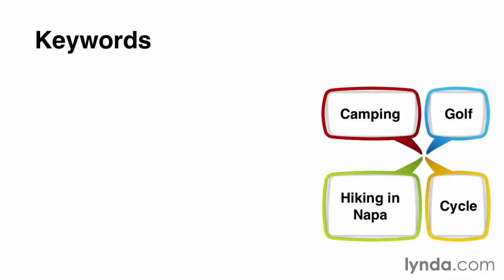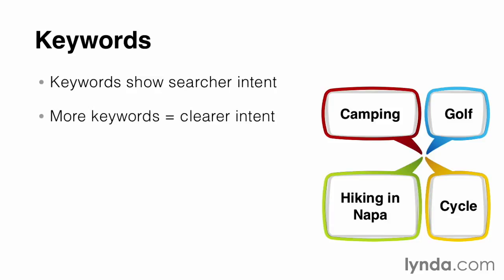We have to develop searcher intent because not all searches mean the same thing. The more keywords people use, the better intent, the clearer intent that they are telling us what they want. And so we can't treat all of our search engine visitors the same way because not all of them are looking for the same thing. Some of them are looking for hiking. Some are looking for camping. Some of those people that are looking for hiking aren't looking to camp. They're looking to spend the night in a hotel or a bed and breakfast.